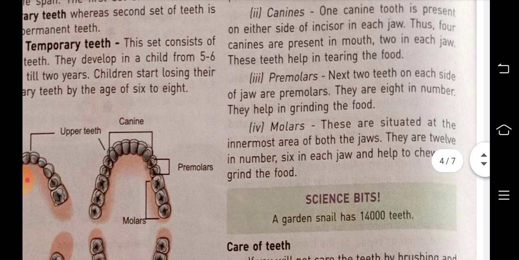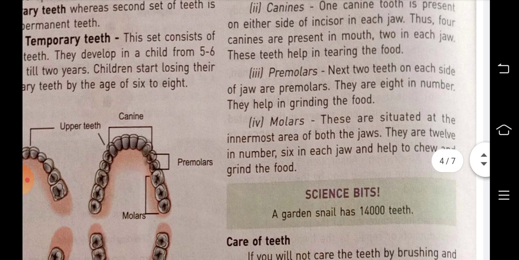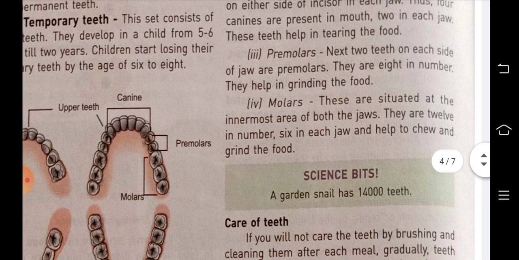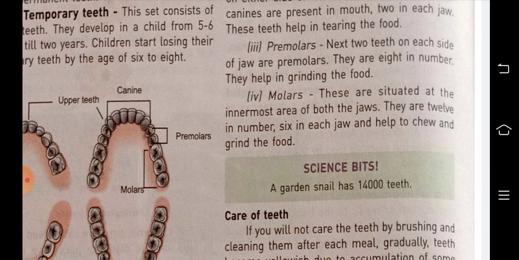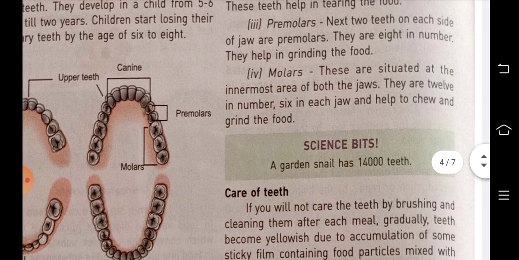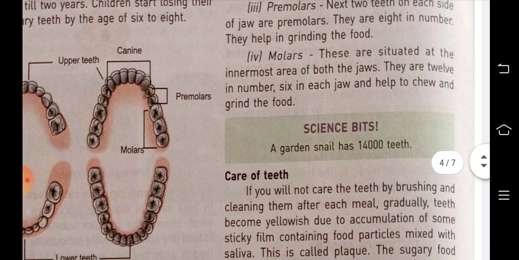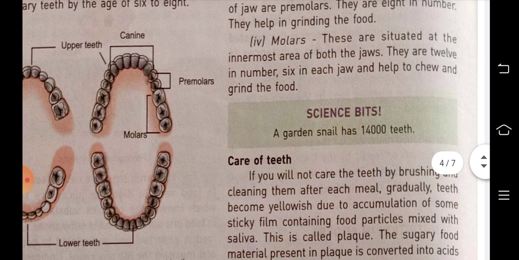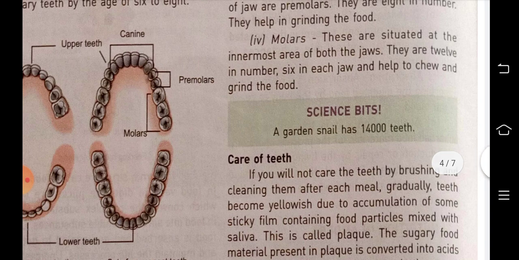Third is premolar. Next two teeth on each side of jaw are premolars. 2 in each side, so total they are 8 in number. And they help in grinding the food. And the last one is molar, which are situated at the innermost area of both the jaws. They are 12 in number, 6 in each jaw, and help to chew and grind the food.